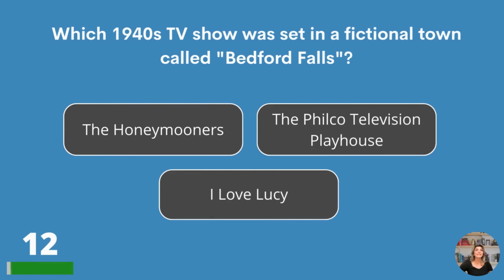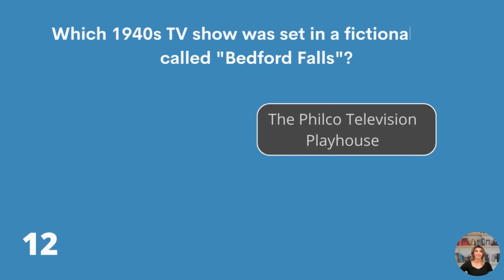Which 1940s TV show was set in a fictional town called Bedford Falls? The Honeymooners, the Philco Television Playhouse, or I Love Lucy? The Philco Television Playhouse.